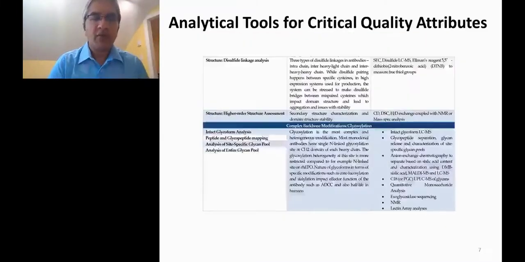So when you go to more complex modifications of these antibodies, clearly glycosylation is a pretty complex modification because the glycans are very heterogeneous, both from a chemical as well as from a topological standpoint, and they play a very important role. Given the nature of these glycan modifications, like terminal sialylation or core fucosylation, they play a key role in regulating the half-life of the antibodies and regulating effector functions such as antibody-dependent cellular cytotoxicity.